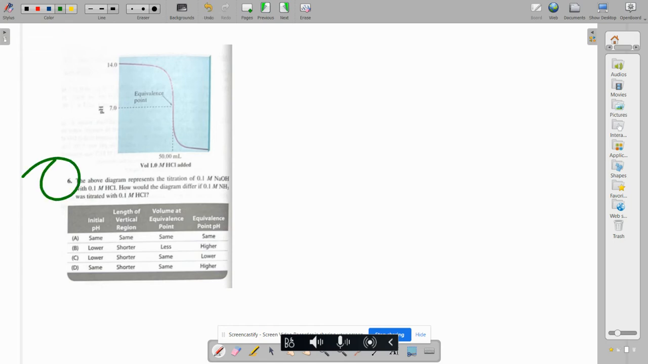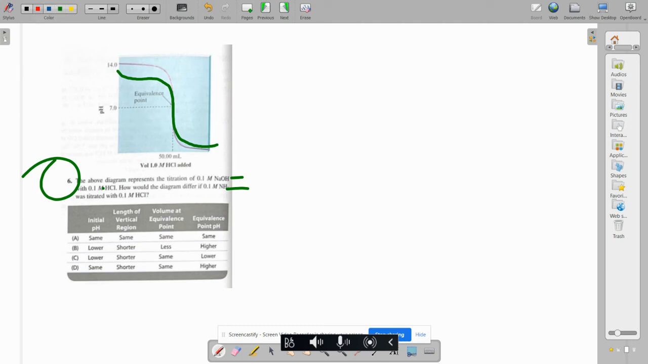How about number 6? The above diagram represents a titration of a strong base with a strong acid. How would the diagram differ if 0.1 molar NH3, a weak base, was titrated with the same exact HCl? Well, I'm a visual person, so I'm going to draw that in. So visually, that might be how the weak base titration looks different.